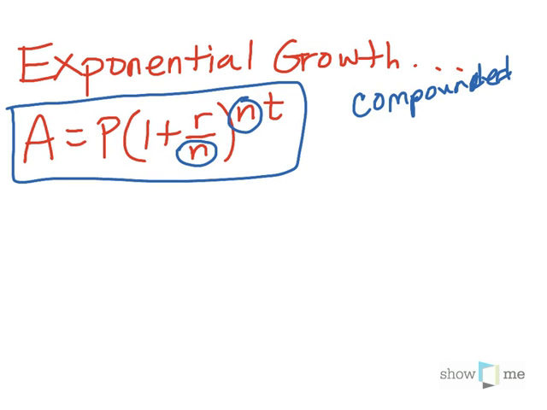How often does that occur? Is it once a year? Is it once a day? Is it once a month? What might it be? There are different typical frequencies with which investments of different kinds are compounded. They might be compounded annually, and if you see that in a problem, compounded annually means once a year, so n would be 1.